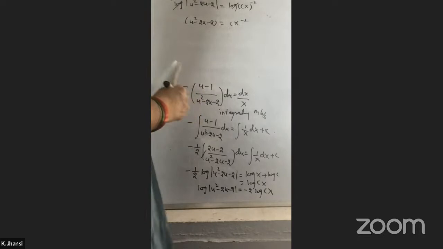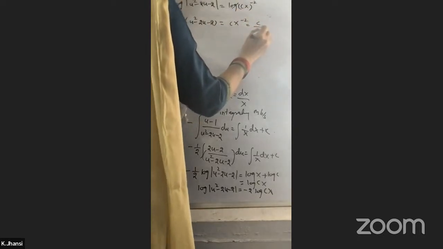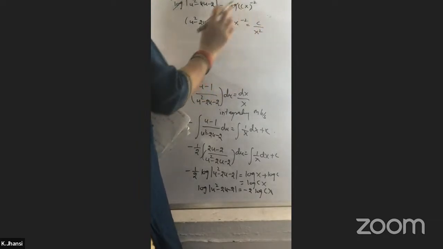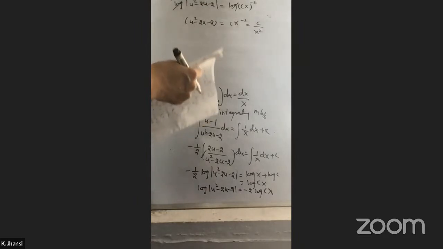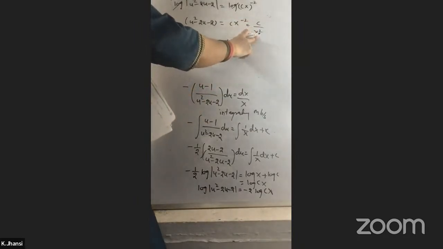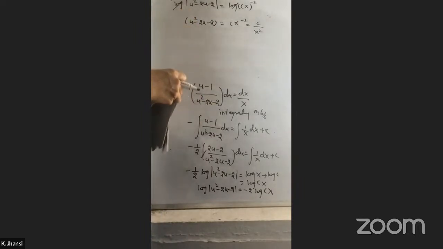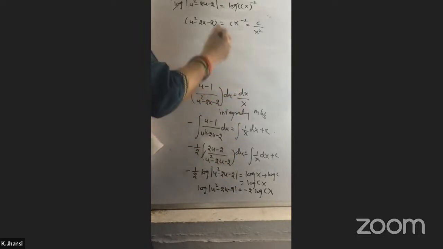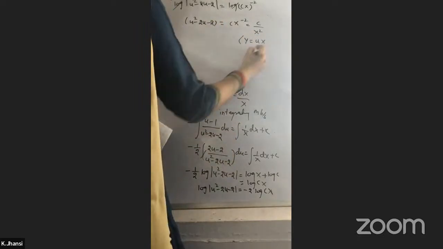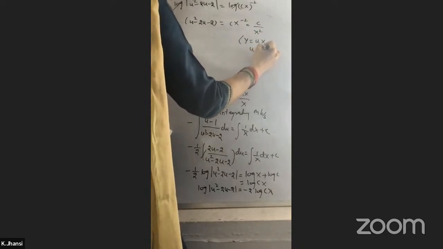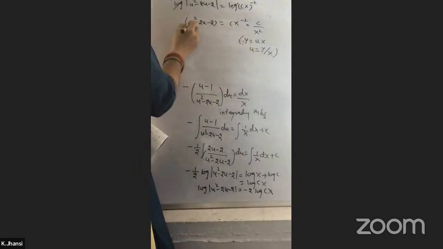Now x to the power of minus 2 means you can write it as C by x square, if you take it in the denominator. So C by x square. So now substitute whatever the capital X is there and you have to eliminate y also. So for that you substitute what we have taken, capital Y is equals to ux. Now what will be the u value? U is equals to y by x.